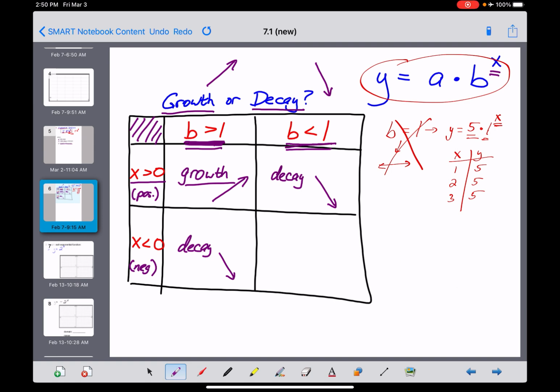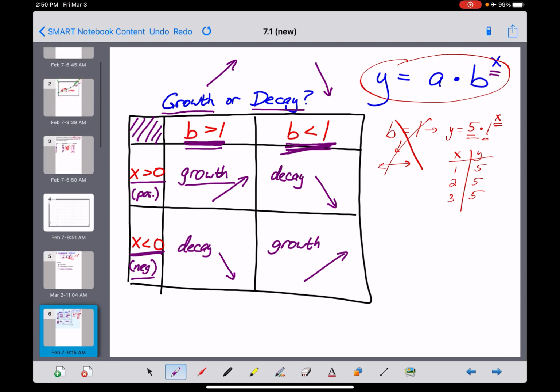Anyway, when both of these things flip here, guys, when b is smaller than 1 and when x is negative, that actually is kind of like the opposite of a decay model. Now we're back to growth, something that's increasing from left to right. So this little table might help you guys out as we move on later into this section.